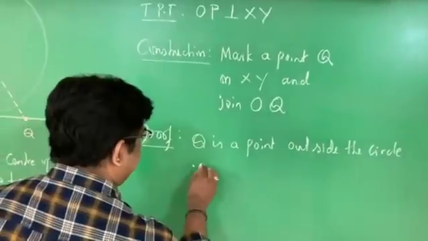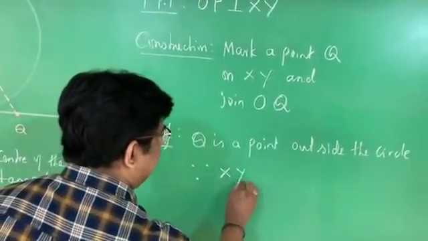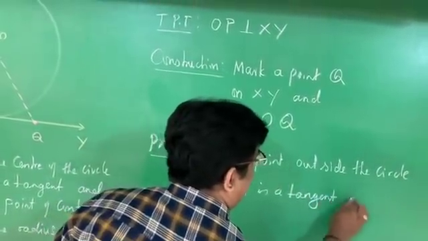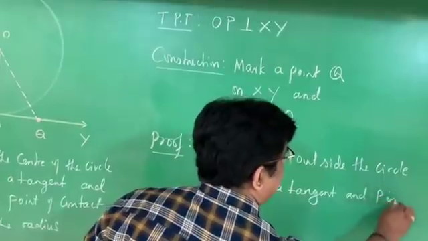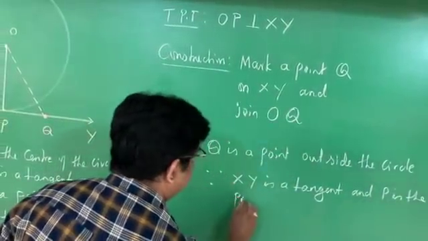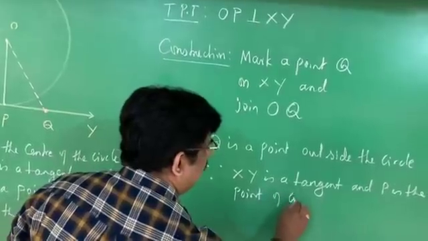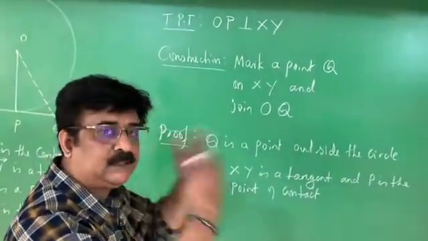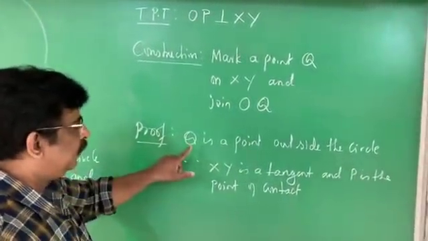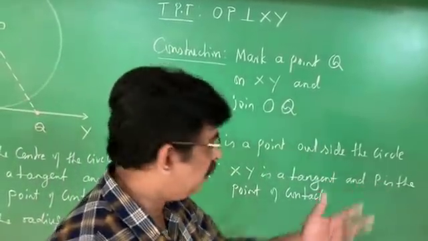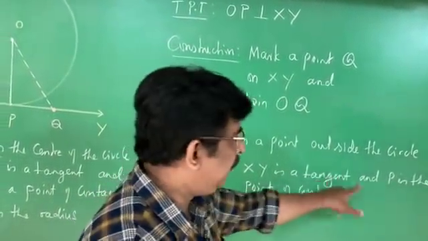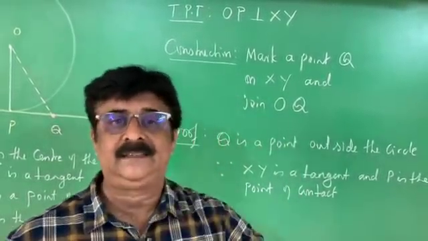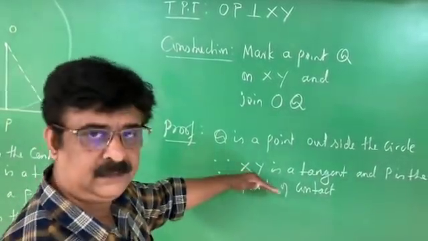Why? Because XY is a tangent and P is the point of contact. If P is the point of contact, then all other points on XY should be outside the circle. That is a simple argument here. Q is a point outside the circle. How did you understand? Because XY is a tangent, P is the point of contact. Therefore, any other points other than P should lie outside the circle. That is the argument in this.